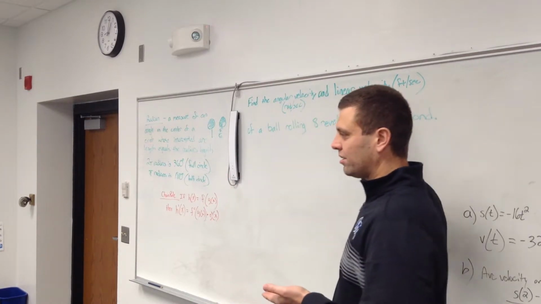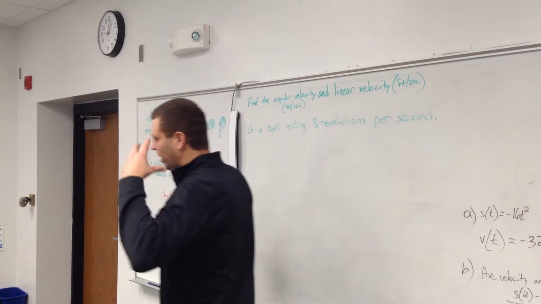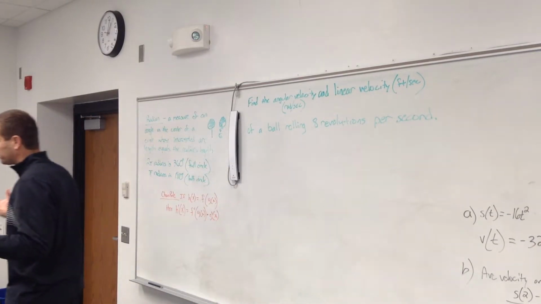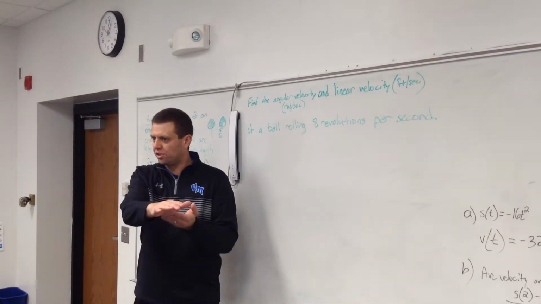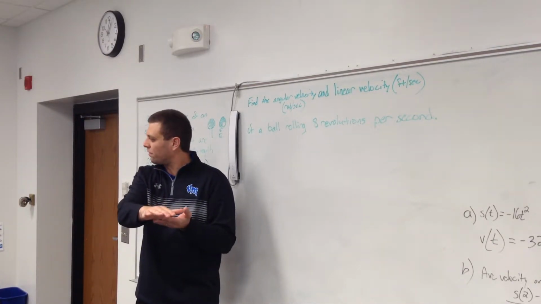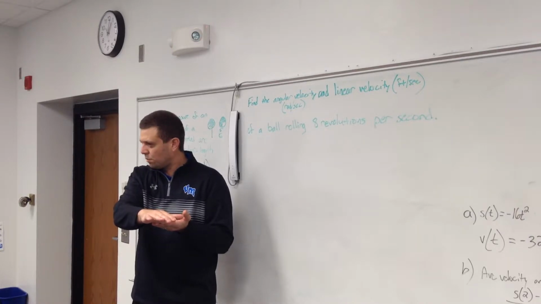Angular velocity versus linear velocity, do you have at least somewhat of a visual right now of the difference between those two? Okay? So if my arm completes one revolution in a second, what was its angular velocity? 2 pi, label?